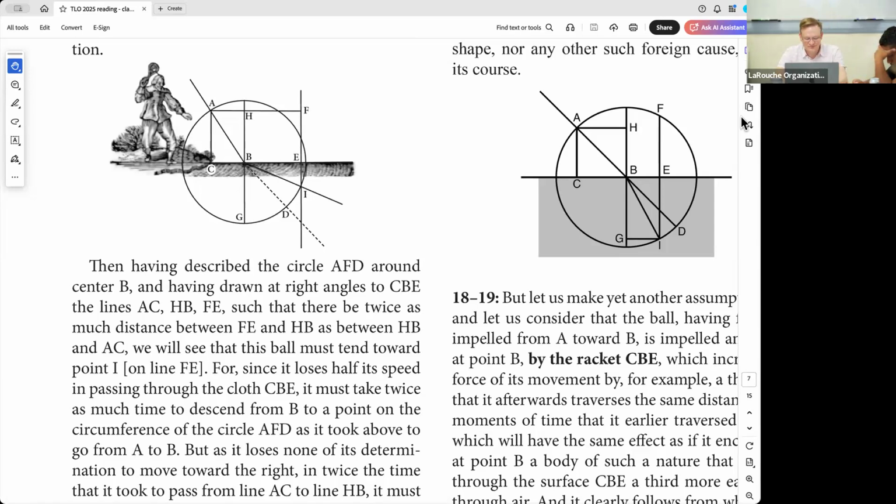Sure. I had stepped away, so I wasn't looking, but I was listening. So where are we? We're right here on the screen, right below the first picture on page 7.